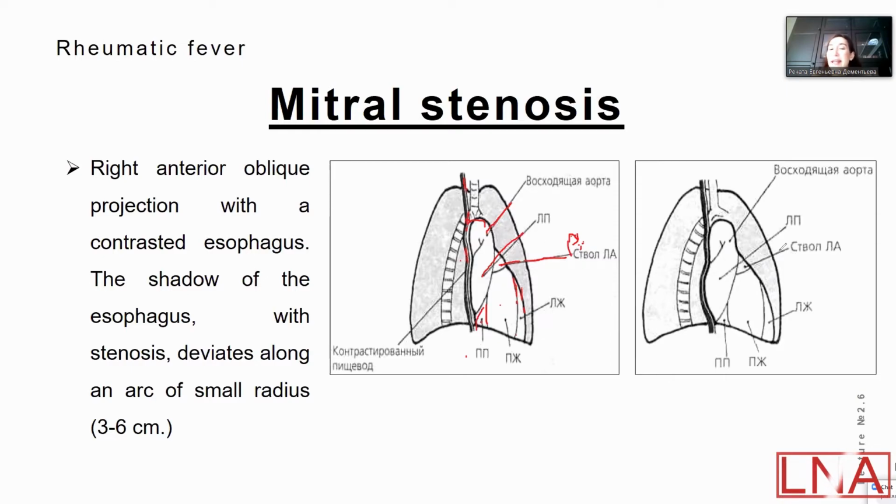Look, in case of mitral stenosis, the more affected chambers are the left atrium and right ventricle. And in case of contrastation of the esophagus, the esophagus will be displaced in a small radius arc due to the affected left atrium in the direct projection.